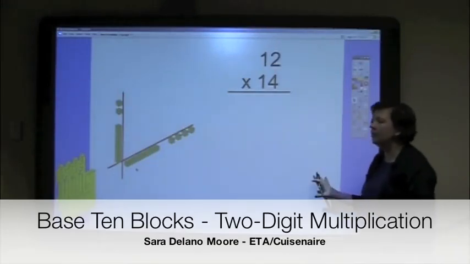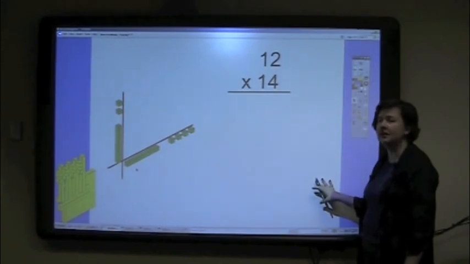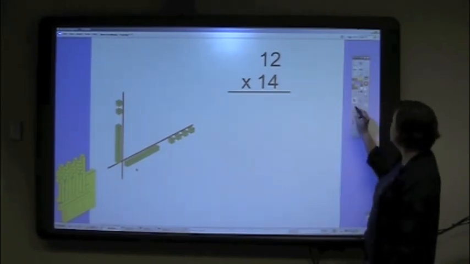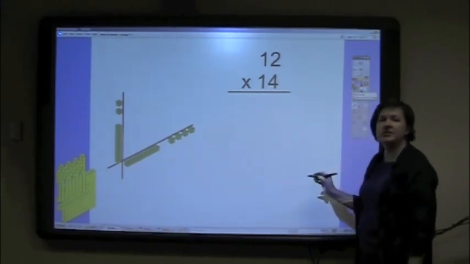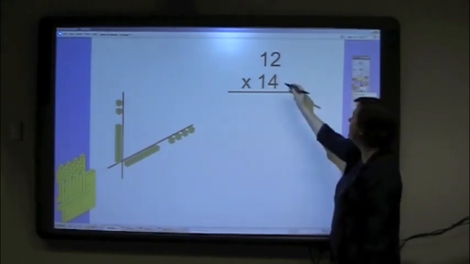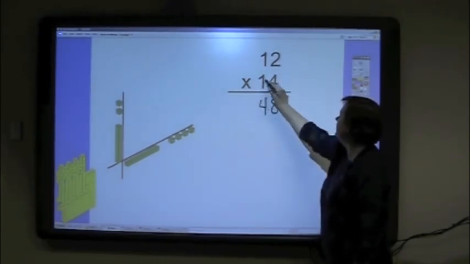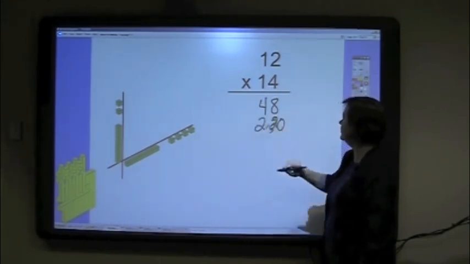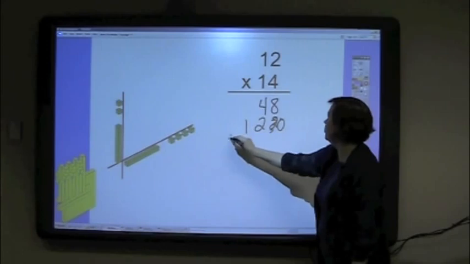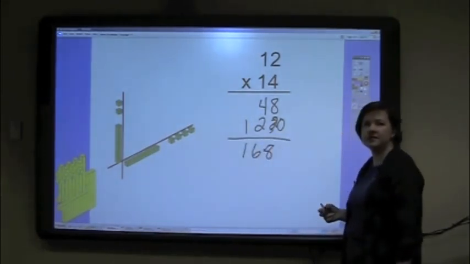In this lesson, we're going to talk about helping kids with two-digit multiplication and using base 10 blocks to do that. Traditionally, when we teach kids to multiply, we teach them the algorithm. And so we say 4 times 2 is 8, 4 times 1 is 4, 1 times 2, that's 2. No, wait a minute. My teacher said put a 0 and move the 2 over. 1 times 1, that's 1. And I know that my product is 168.